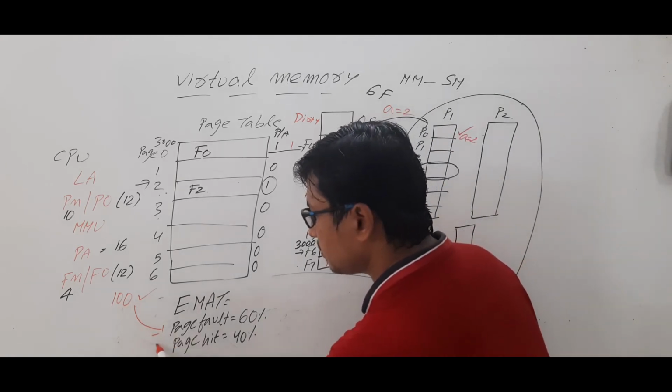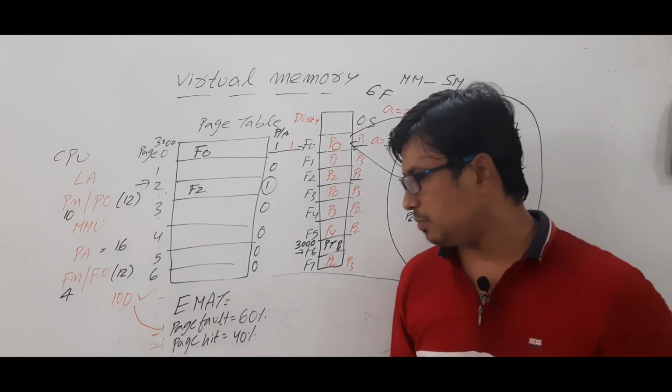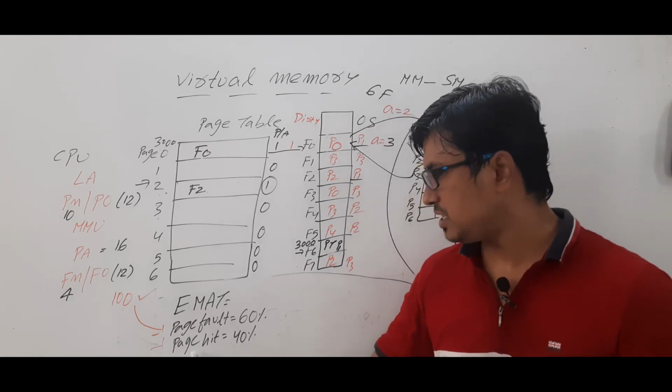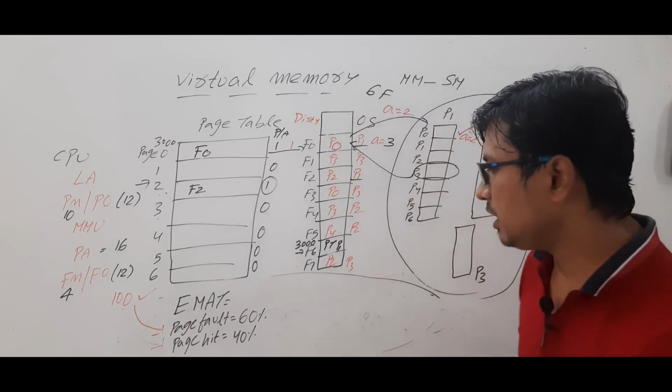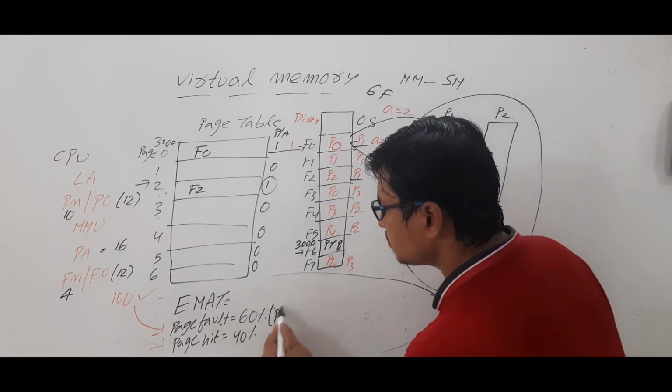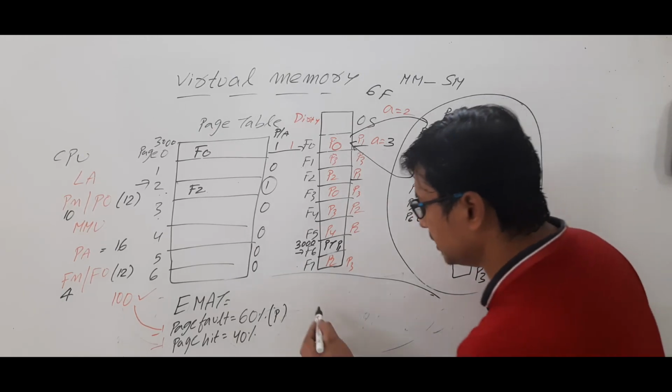Then out of 100 pages, 40 pages are available in the main memory. If it is available in the main memory, we will call it a page hit. So page hit rate is 40%, page fault is 60%. Let me keep the page fault as P percentage. Is it clear? So then effective memory access time will be P.